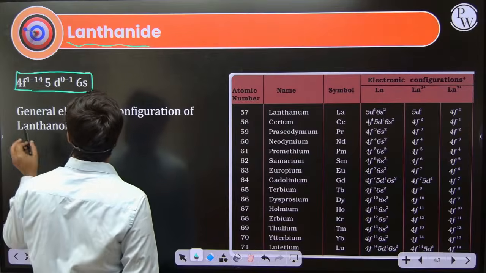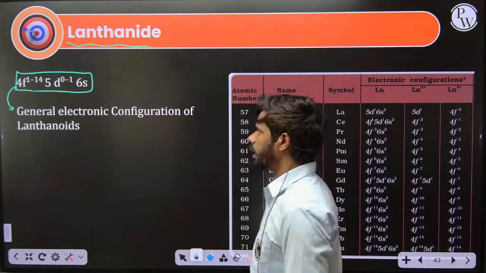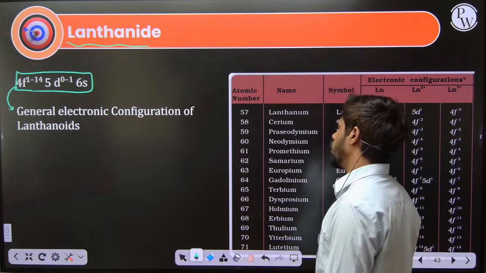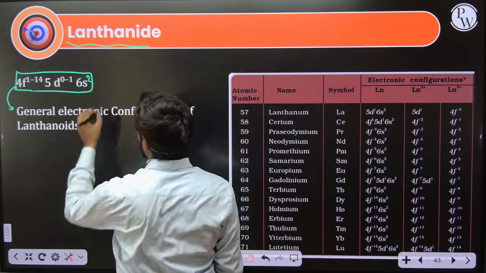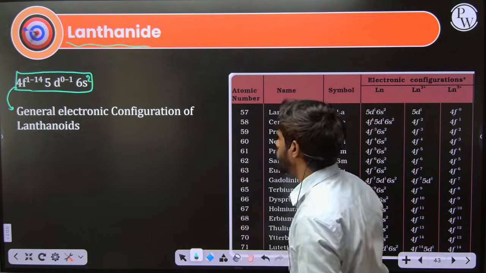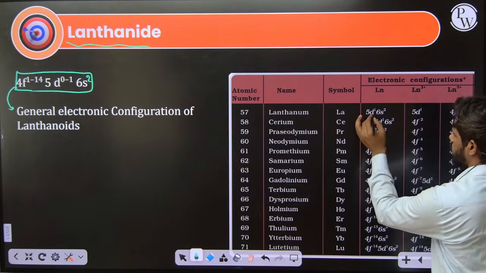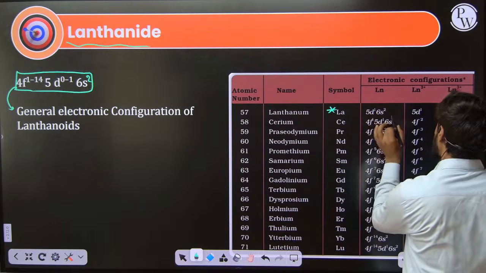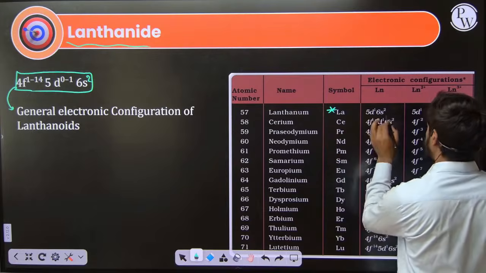The general electronic configuration is 4f1 to 14, 5d 0 to 1, 6s2. In this case we can say the lanthanide configuration is given. In all the configurations it is the same. The difference is where we can say d is 0 and f is 0.